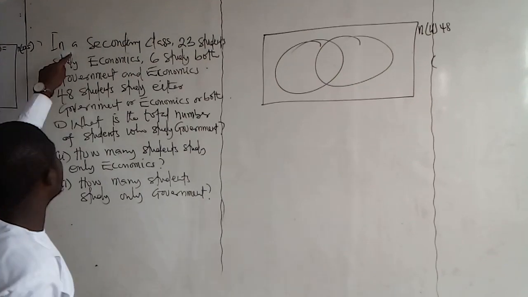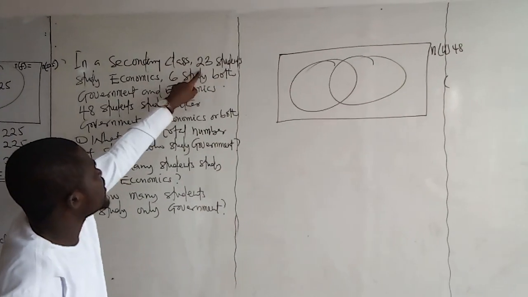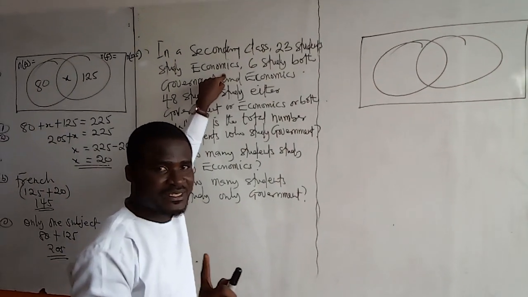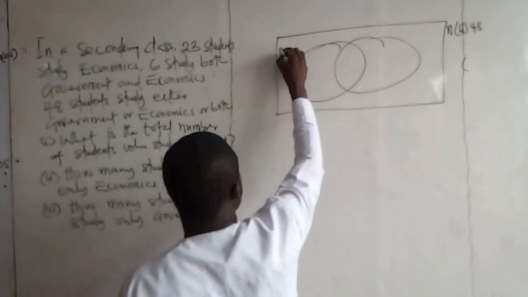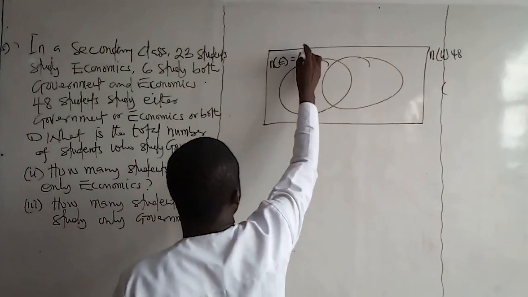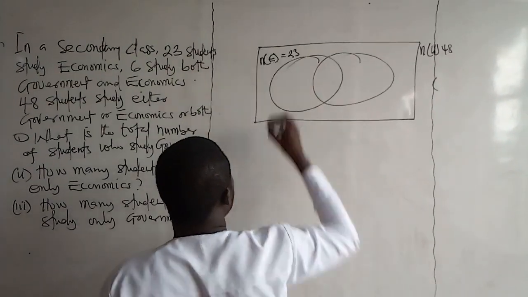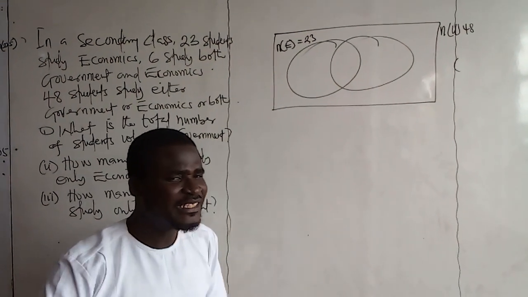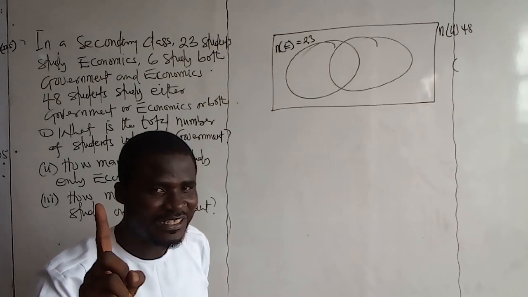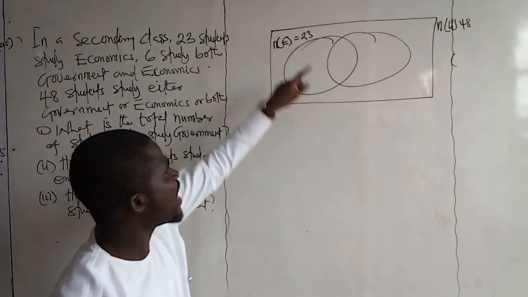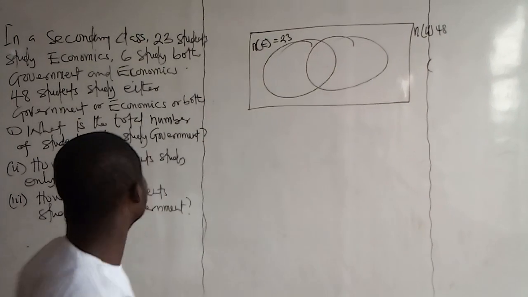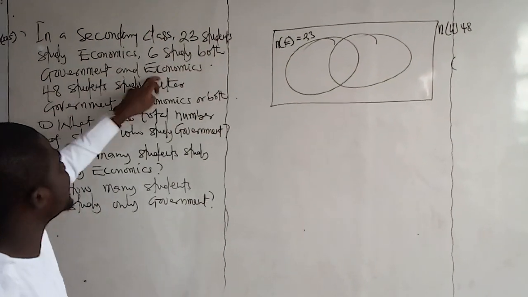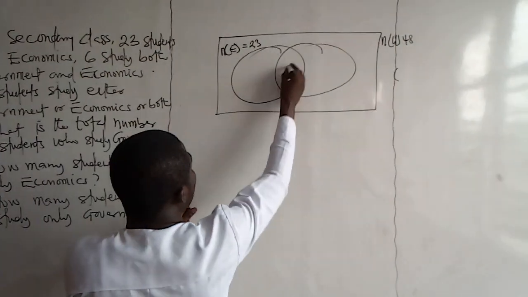Now it says, in a secondary school class, 23 students study economics. So take note, economics. Because it says economics, I write it here, 23. You see, the question didn't say economics only. It said economics. That's why I put it here, 23. Good. 6 study both government and economics. 6. So both.